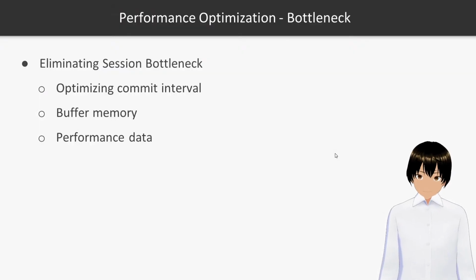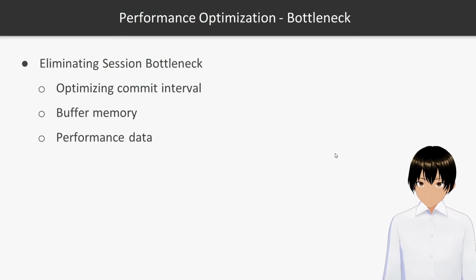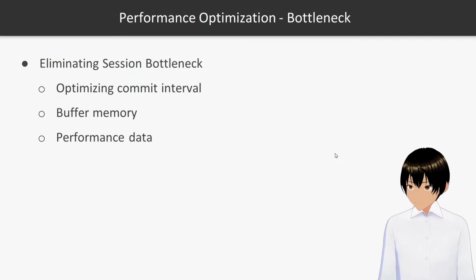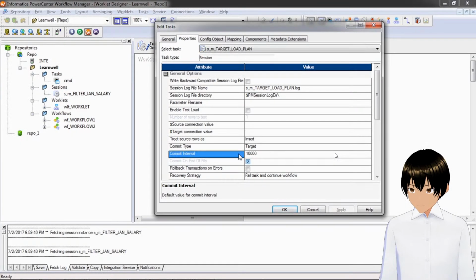Now, here's the session bottleneck. Eliminating session bottleneck. If you don't have source, target, or mapping bottlenecks, you could check session properties for bottlenecks. Optimize commit interval. Commit interval is the number of records after which integration service commits the data into the target. Selecting an appropriate commit interval will help enhance the performance. If you select a low commit interval value, it'll make integration service commit data more number of times, which will hamper the performance.